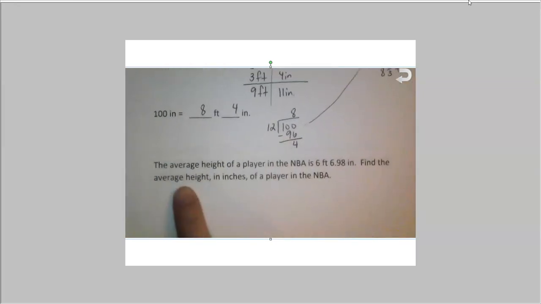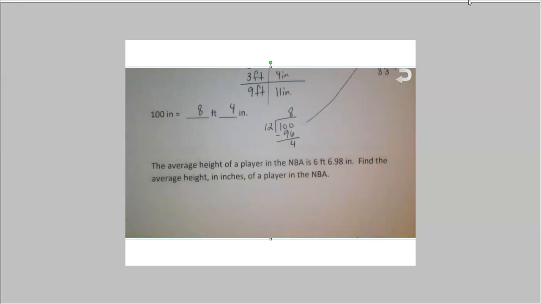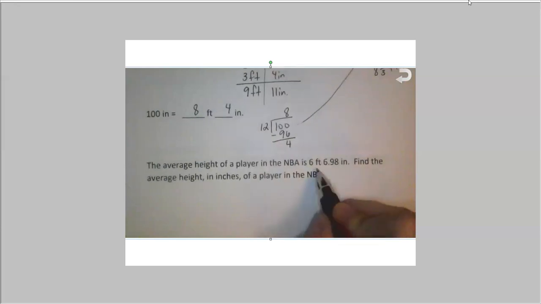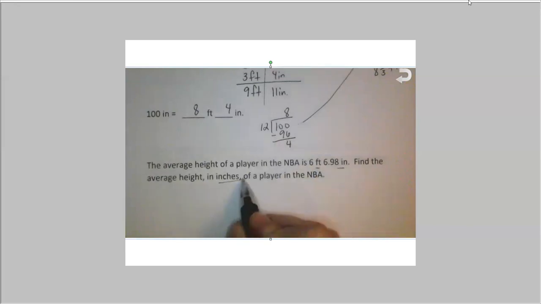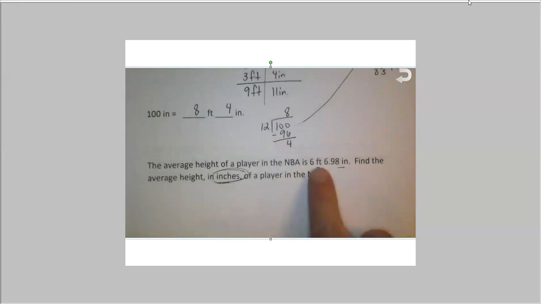Here we have the average height of a player in the NBA is 6 feet, 6.98 inches. Find the average height in inches of a player in the NBA. So notice I have feet and inches, but my answer just wants the full amount in inches. Okay, so I'm going to have to do some converting. I have feet. I need to change that to inches.